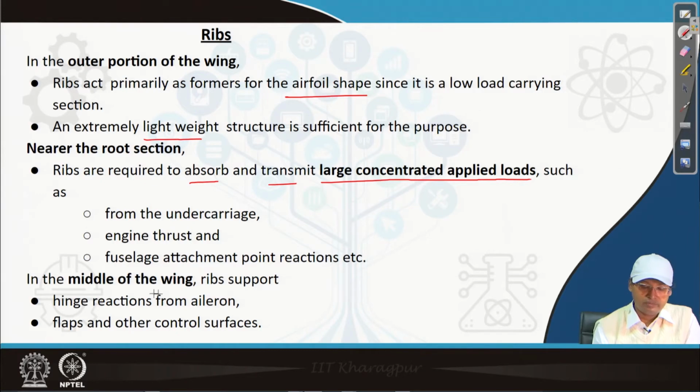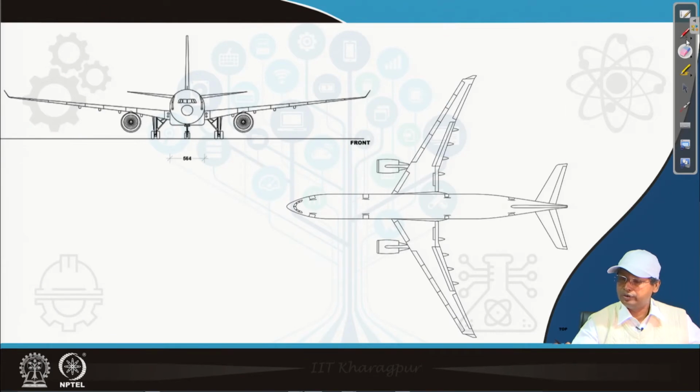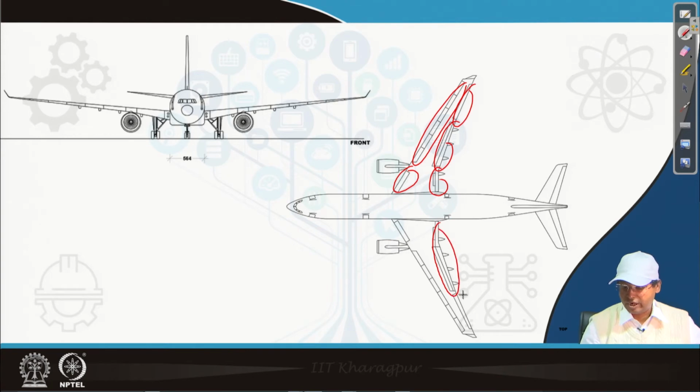In the middle of the wing, ribs support hinge reactions from aileron, flaps and other control surfaces. So, the mid portion is important for attaching the control surfaces. If we go back to the previous slide and look at the various control surfaces, these are all leading edge control surfaces and trailing edge control surfaces. All these control surfaces have to be attached to the wing in a very efficient manner, and that requires a lot of arrangement inside the wing, and those are done.